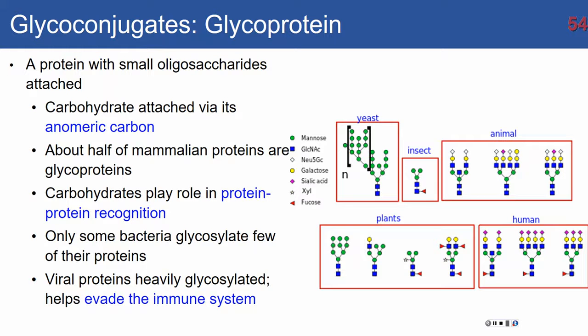Well, the cheapest and easiest way is to use bacteria to make it. But guess what? Bacteria don't add glycosylation residues. They can't add sugar residues to proteins. So if you have a protein that has to have glycosylation in order to function, you can't use a bacterial system to make that.